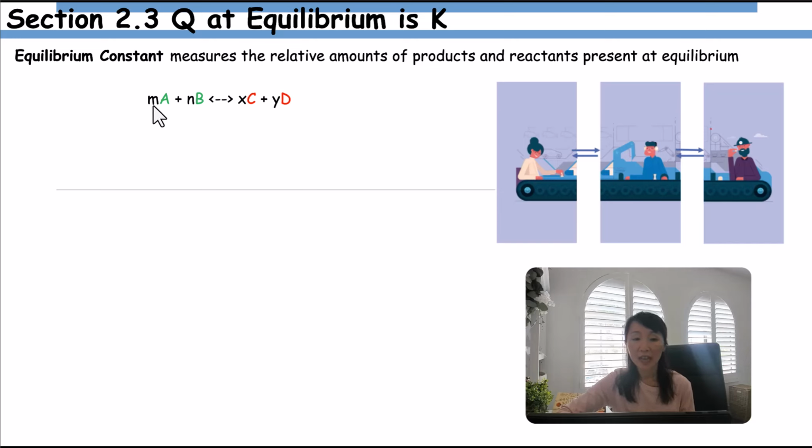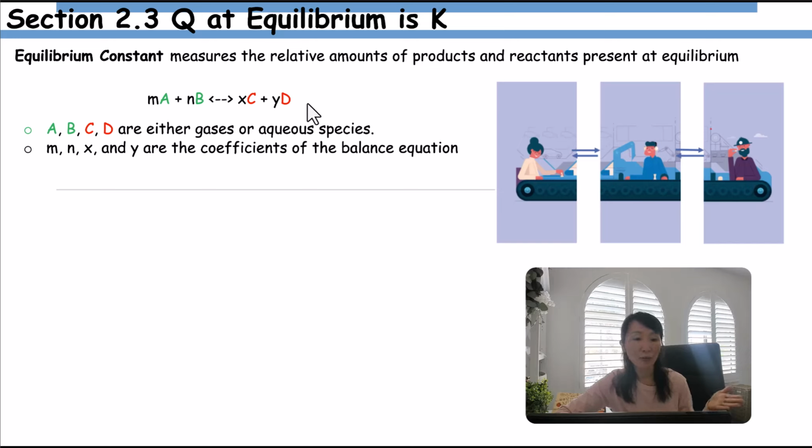Imagine that this A, B, and C, and D are chemicals that are in real life, okay? And those particular A, B, C, D are gas or aqueous. And also the number or the letter that is in front of the A, B, C, D represents the coefficient in the balance equation. So whether it's 2 or 3. And we can put these in the equilibrium constant or the Kc.